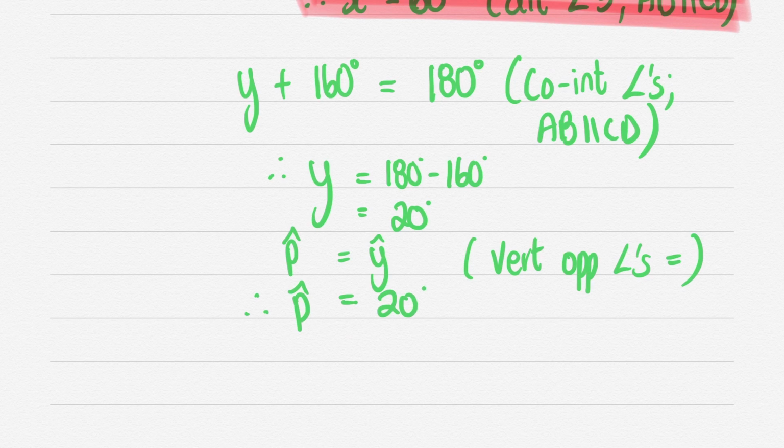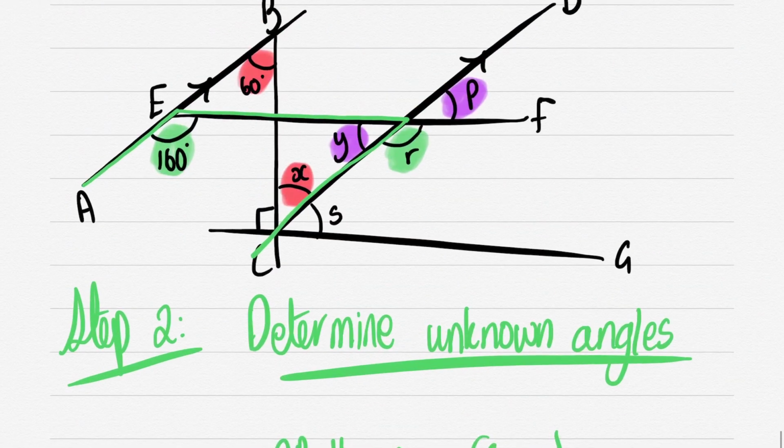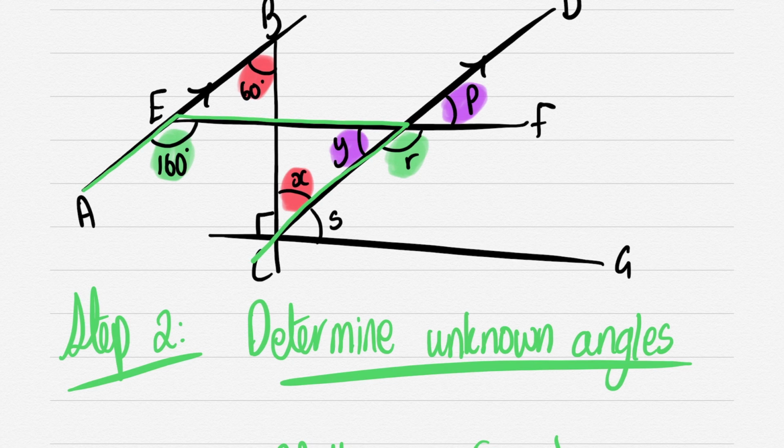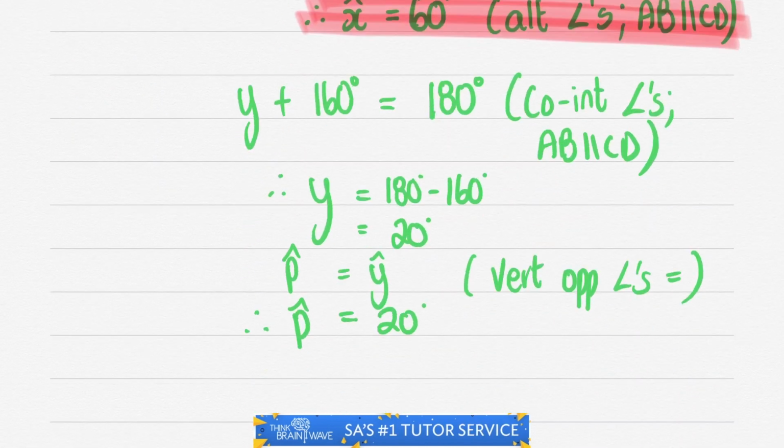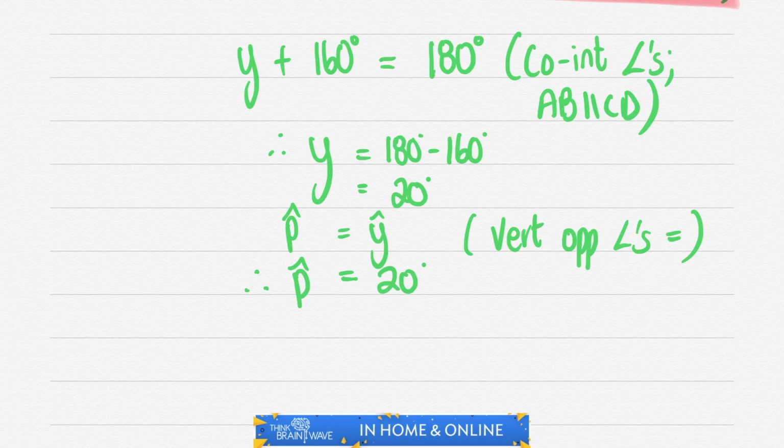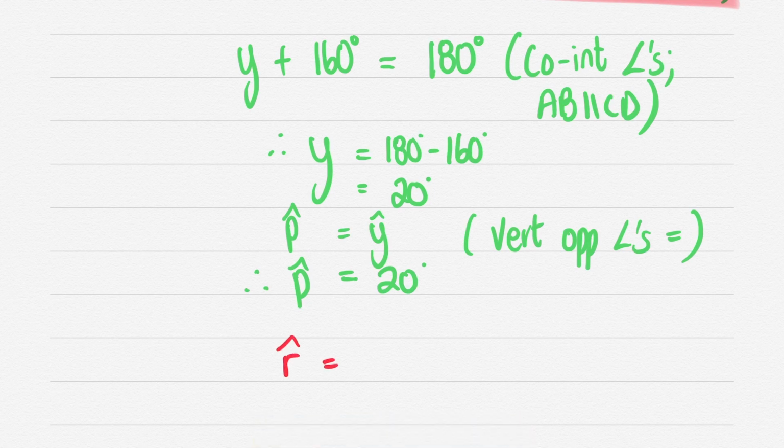Right, let's go back to the diagram and have a look at that. We can see that P and y are both marked in purple. If y is 20, P is also 20. We then can look at the angle R and notice something. So the angle R is equal to 160 degrees.